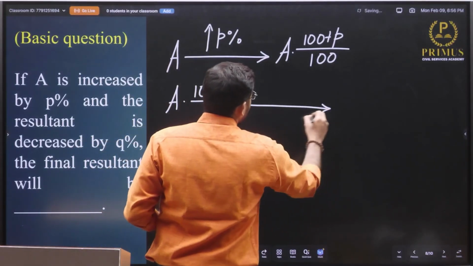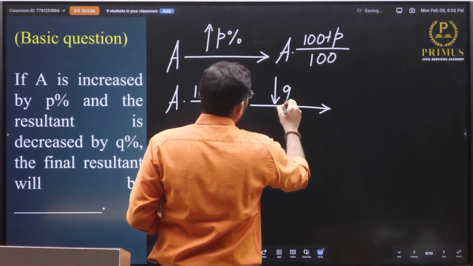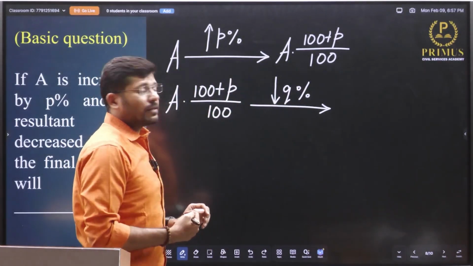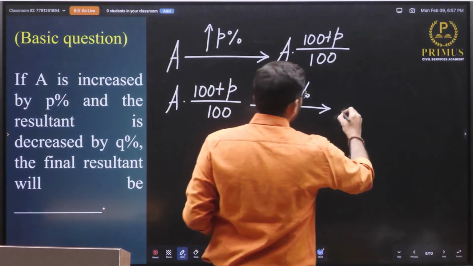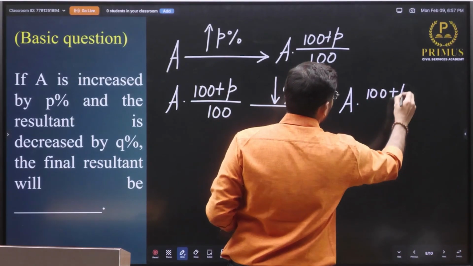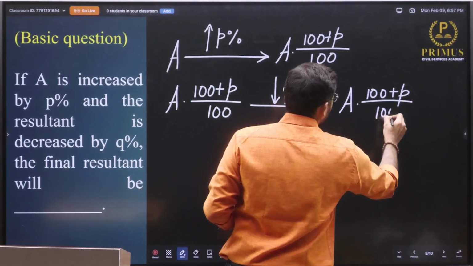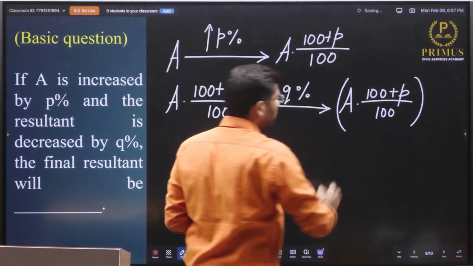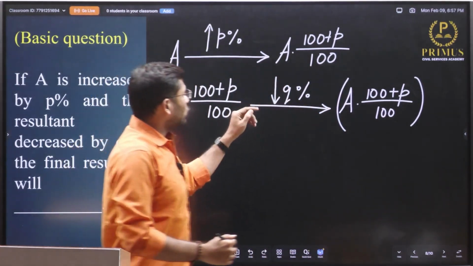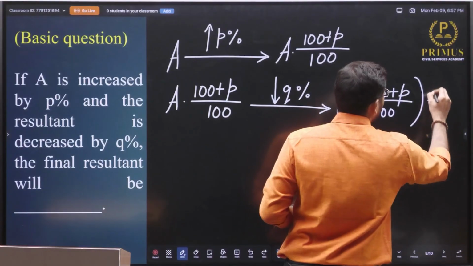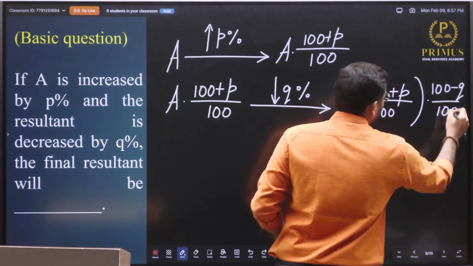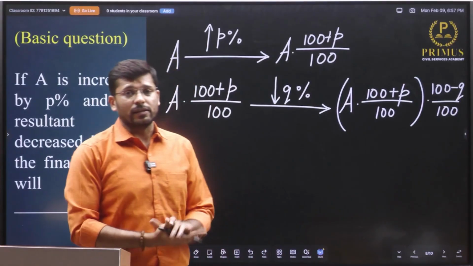We need to decrease this number by q%. So treat this entire number as a single unit. So this will be A into (100 plus p) divided by 100. If we treat this as a single term, this will be decreased by q%, so that will be multiplied by (100 minus q) divided by 100. This will be the final result.